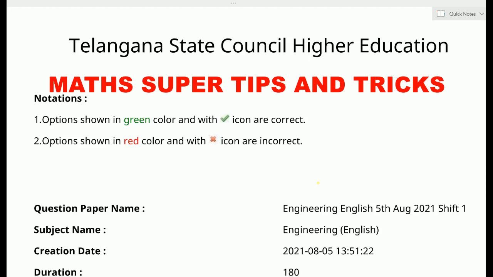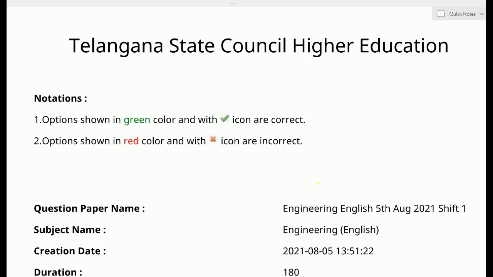Okay, now this is a direct paper. I'm scrolling down the paper for the probability and random variables questions. Look at this question. What is given: if a proper divisor of the integer 2520 is selected at random, then the probability that it is an odd number.